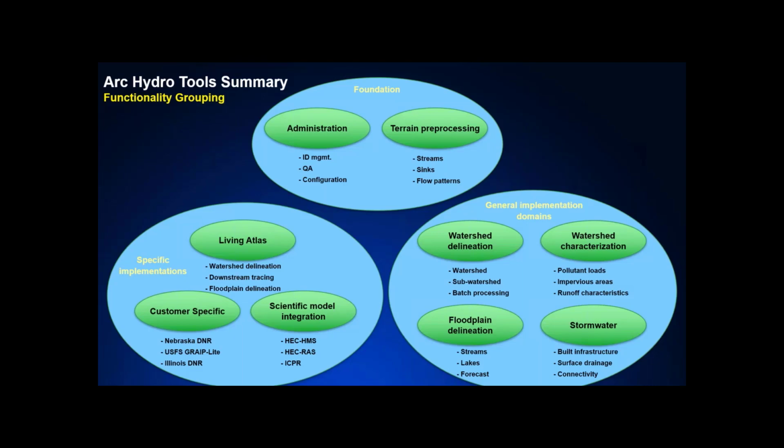Once you're done with terrain pre-processing, then you can do different things. Watershed delineation is often the next step, followed by watershed characterization. ArcHydro has a whole suite of tools for floodplain delineation, including the hand methodology. Hand approach has been around for a while and popularized through the National Flood Interoperability Experiment, or NIFI for short.